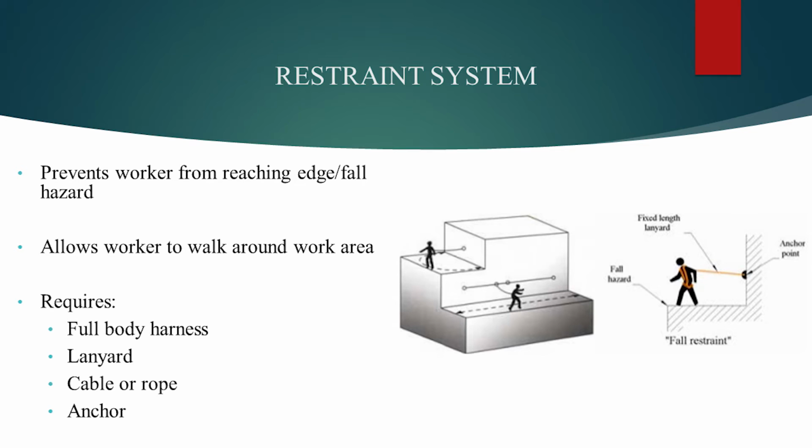The restraint system is designed to allow individuals to walk around, but protects them from reaching the fall hazard or falling. A restraint system consists of a full body harness, lanyard, cable, or rope with a rope grab at a predetermined length connected to an anchor point, as seen in the illustration here. The harness restraint should be shorter than the full distance to the unprotected edge.